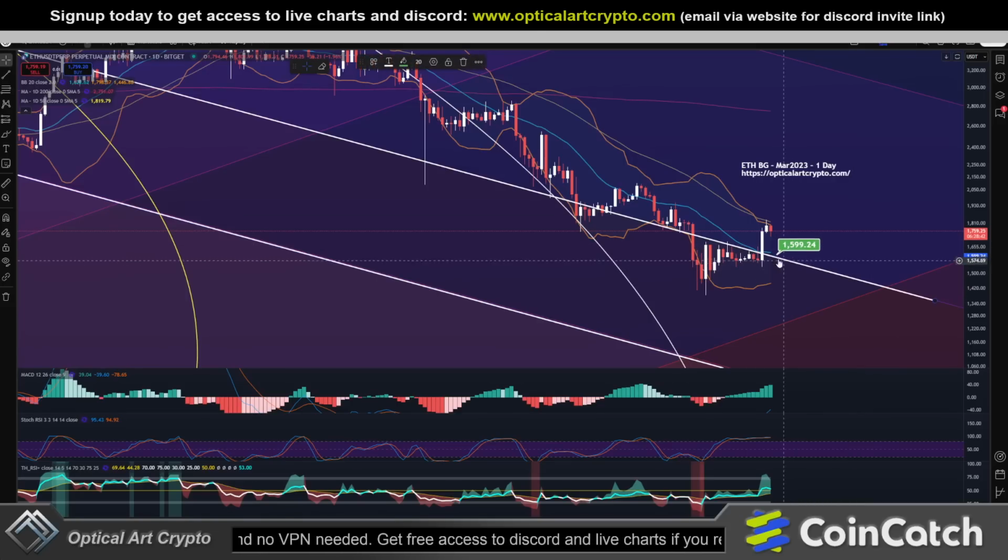That is also now your support. So if we come back down, your support is 1,600. That's right near the central Bollinger Band on the daily. And this key fib line right here, notice we already hit the top Bollinger Band for Ethereum.